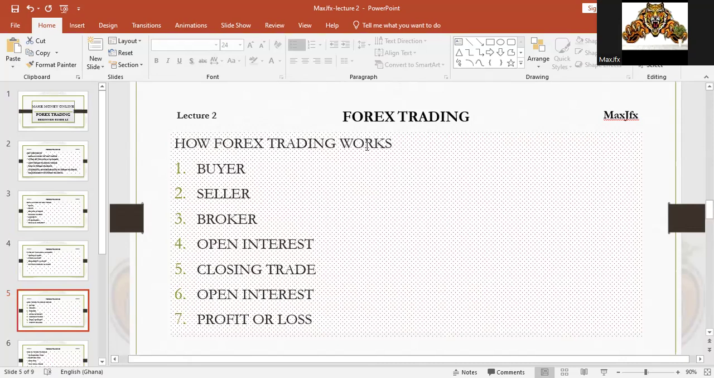I want to go deeper into this for those who already have knowledge about it. In forex, when you buy and you want to go out of the market, you need to sell. And when you sell and you want to go out of the market, you need to buy. That's how forex trading works.